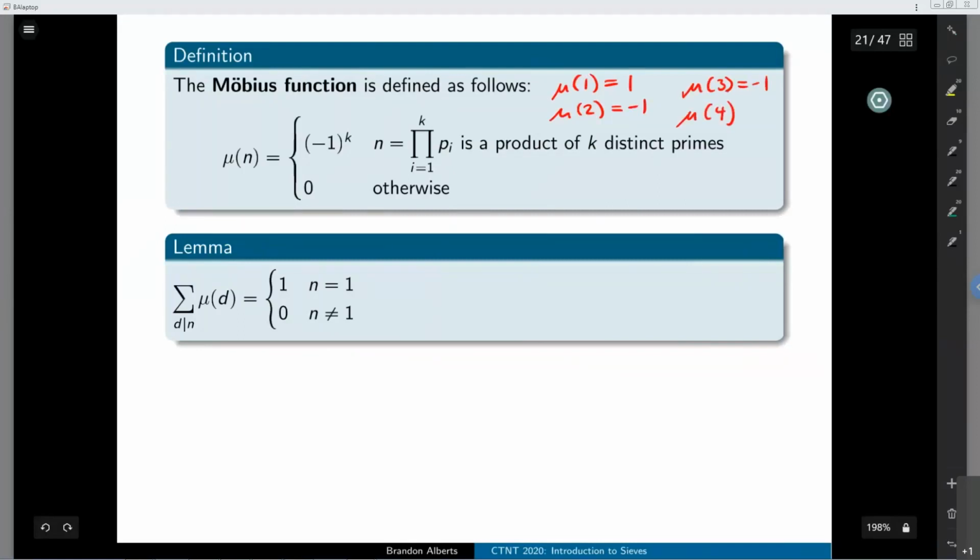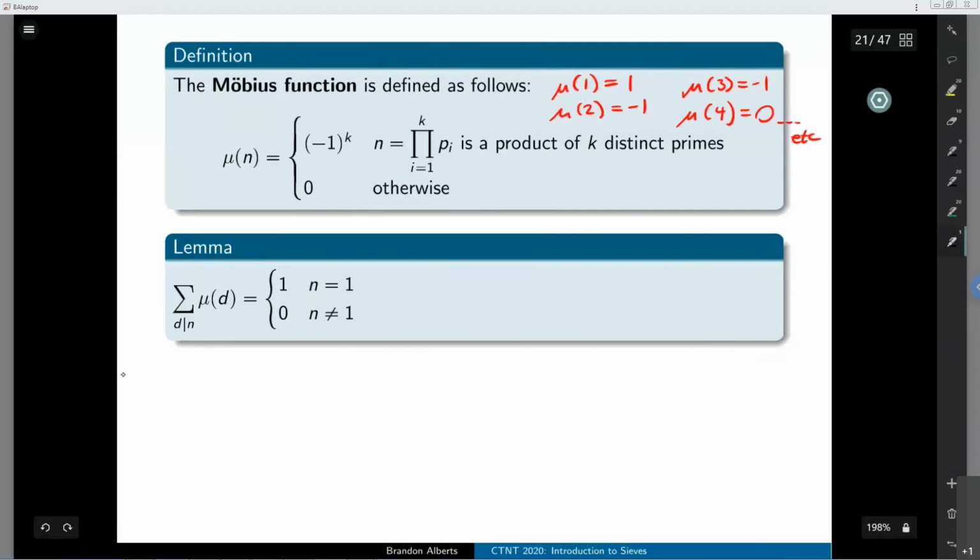4 is a perfect square. So the Mobius function of 4 is equal to 0. And etc. The next number where the Mobius function is equal to 1 is 6, because 6 is divisible by 2 distinct primes, so it's (-1) squared.